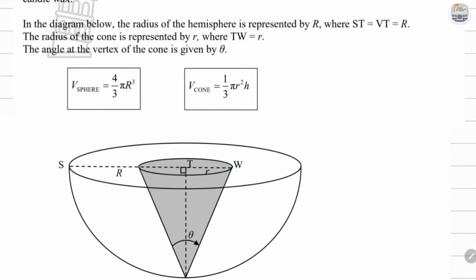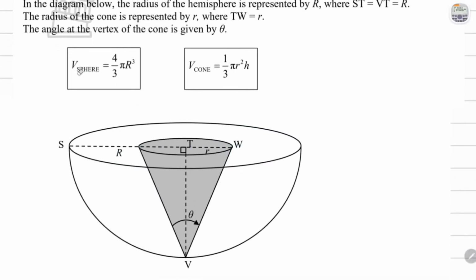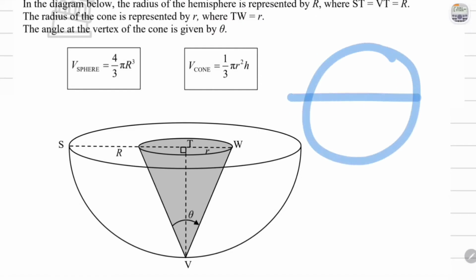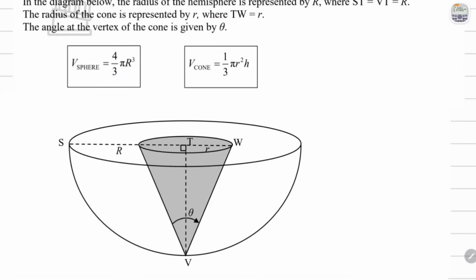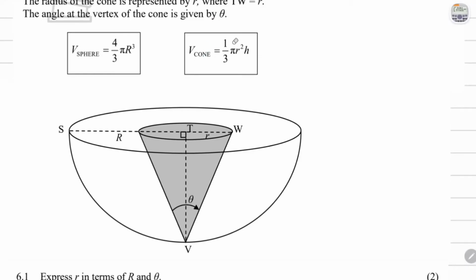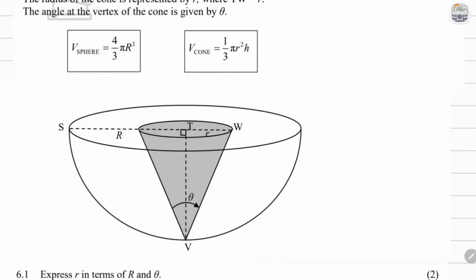Okay, so then they give us some formulas. They give us the volume of a sphere, not a hemisphere. So you have to find the hemisphere by thinking that if a sphere is this, then the hemisphere would be half of it. So you just have to multiply that by a half or divide by 2, however you want to do that. And then they also give us the formula for the volume of a cone.